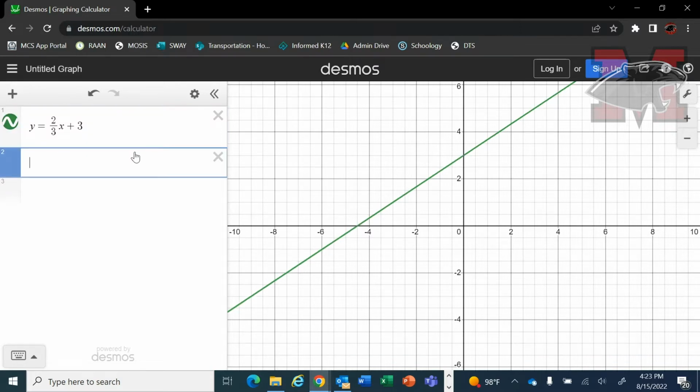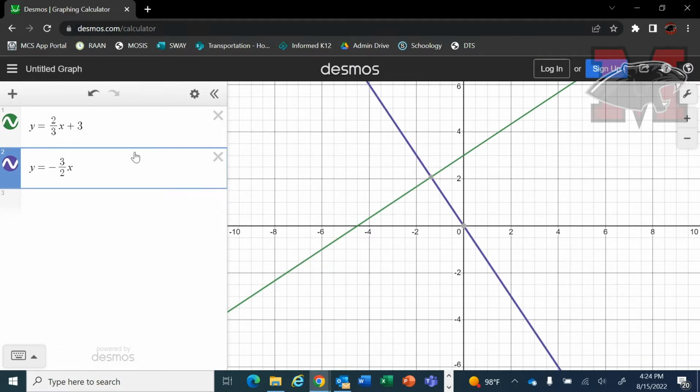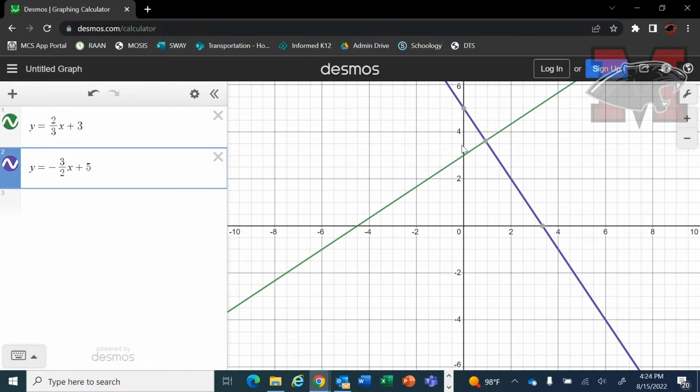If you hit enter, you'll get a chance to put a second line in. What I'd like you to do is y is equal to negative 3/2, arrow over so that it's in the middle, x plus 5. What I want you to notice with this is these are called perpendicular lines. These are two lines where they cross each other at a 90 degree angle. Look at the slopes. Here you have 2/3 and negative 3/2. Those are called opposite reciprocals. So from Algebra 1, should we review? Parallel lines have the same slope. Perpendicular lines have opposite reciprocal slopes.